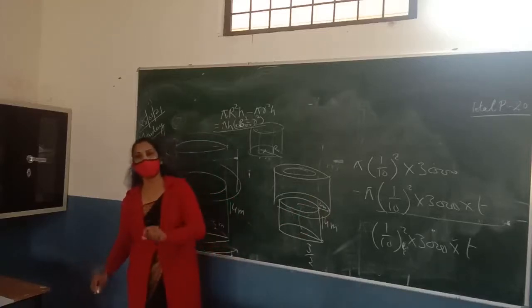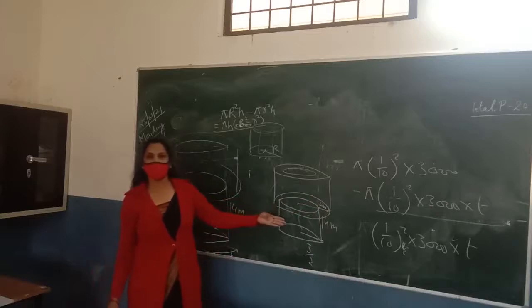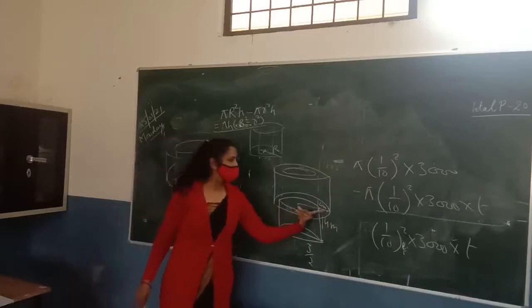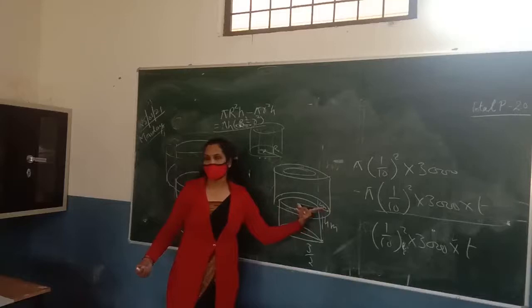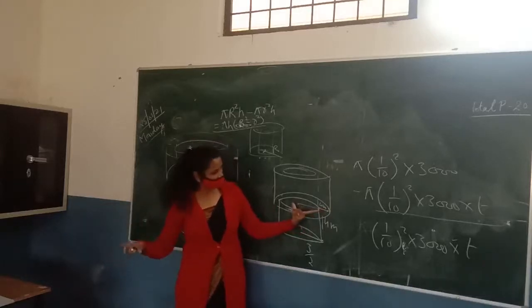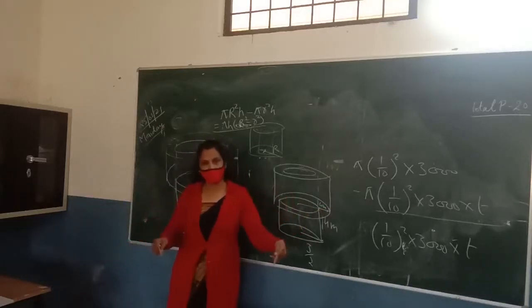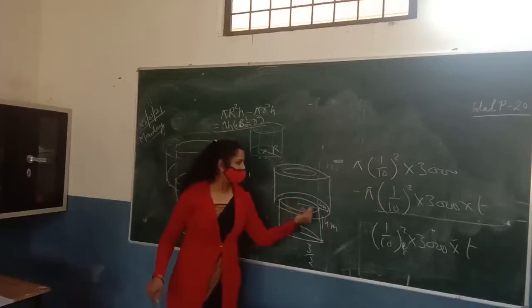Don't look in your notebook. It is here. What is the radius of this portion? The radius of the well and the width of the embankment both make the radius of the outer cylinder.